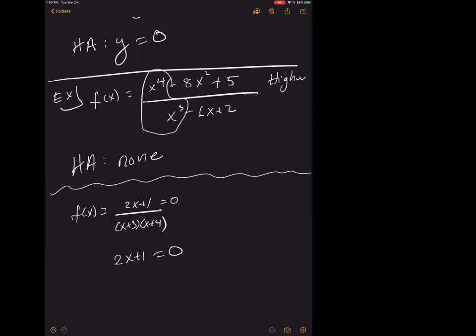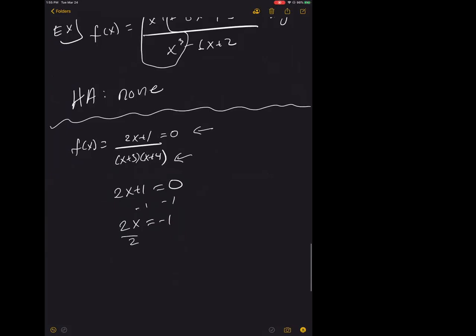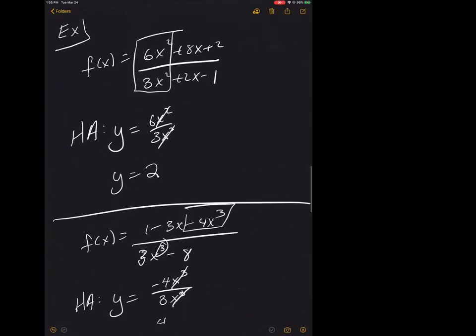Mind you, to find the vertical asymptotes, you set the denominator equal to 0. After you reduce the function, to find the x-intercepts, you set the numerator equal to 0. That is because a fraction is 0 when the numerator is 0. Subtract 1, 2x is equal to negative 1, divide by 2, x is equal to negative 1/2. That's my x-intercept.